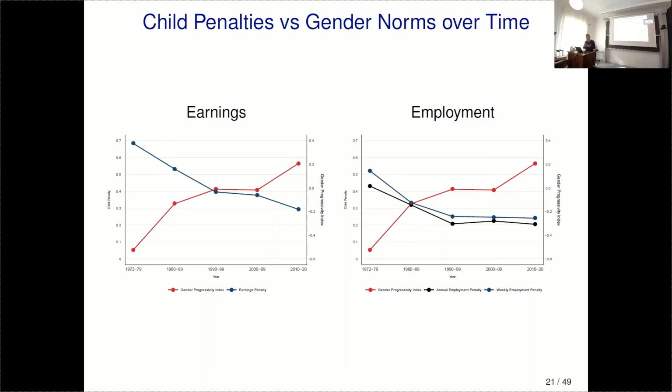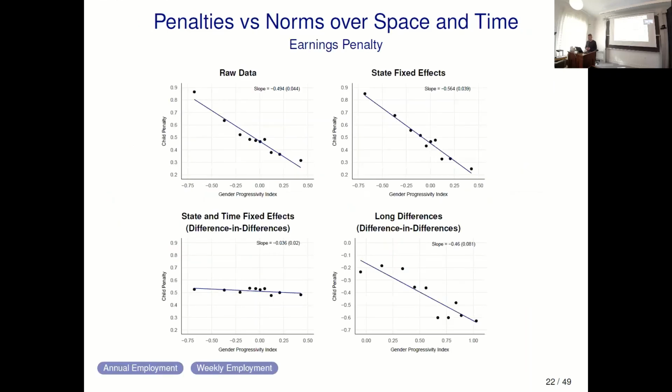Now, what would we really like to do that's one step better than this? Well, it's really to combine the cross-sectional variation across the US with the time variation across the US and ask questions like, is it the case that in the parts of the US where norms are increasing faster, child penalties are also reducing faster? So, a difference in differences type thing. So that's the direction I move in here.